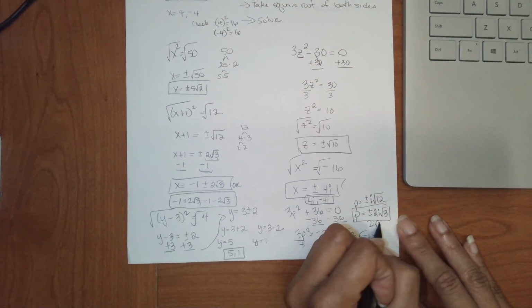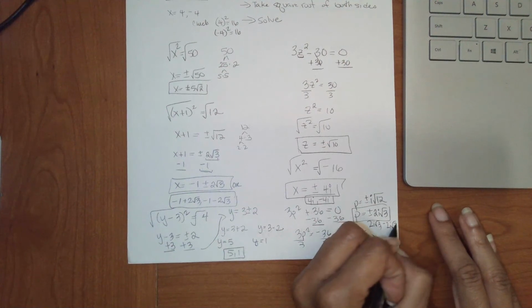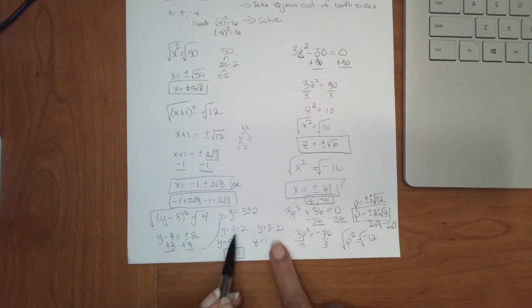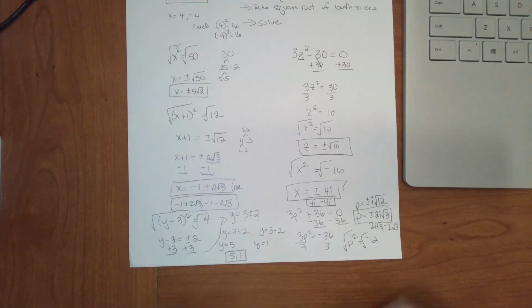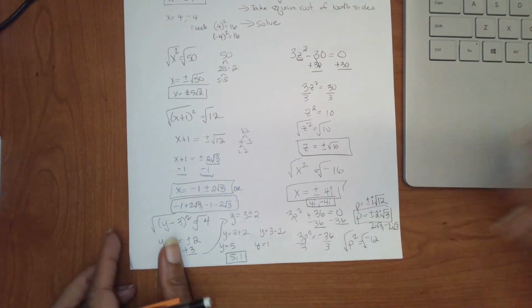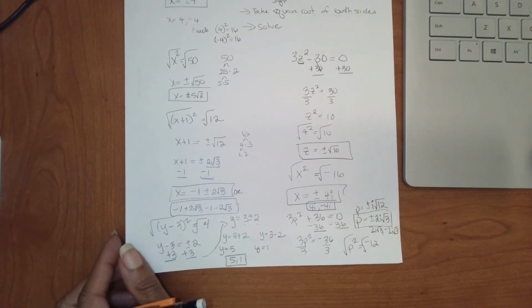Positive 2i square root 3, negative 2i square root 3. So here, because we can combine the 3 and the 2 to actually simplify more, we have to do that. So we get a 5 and a 1. Okay? So that's the square root property, 11.1.